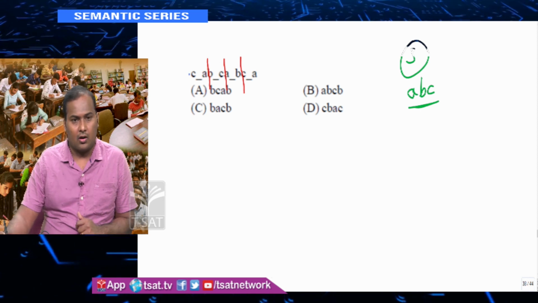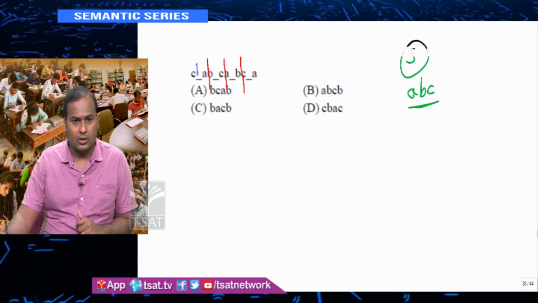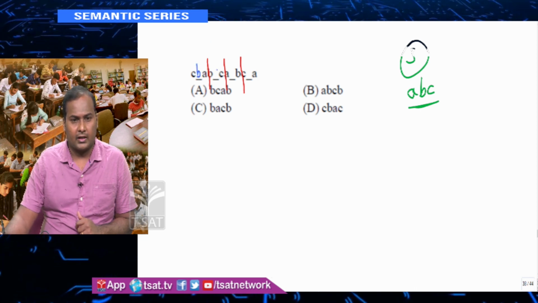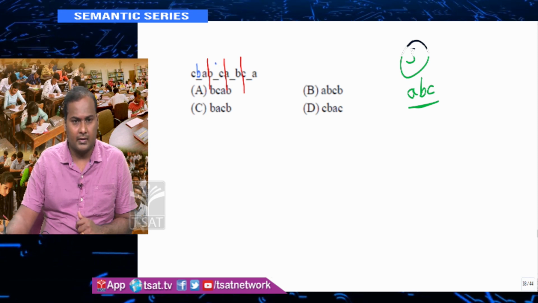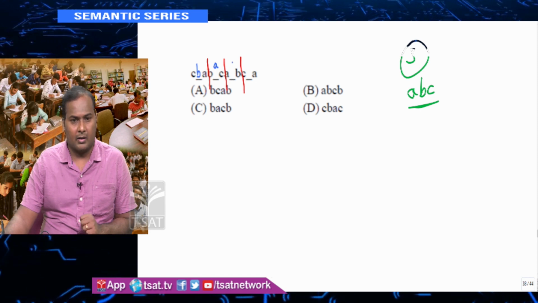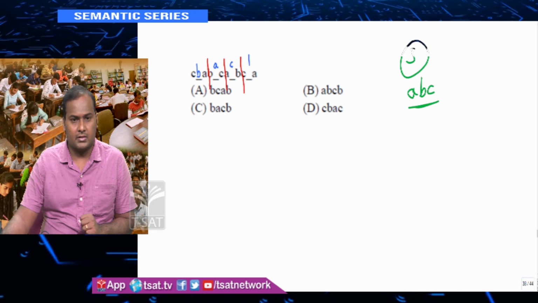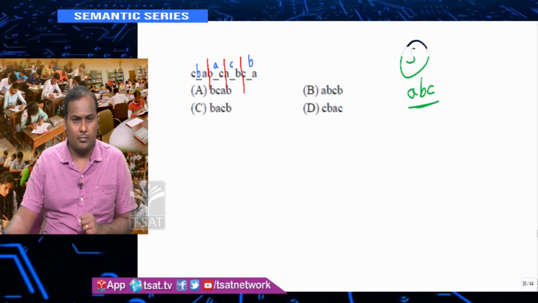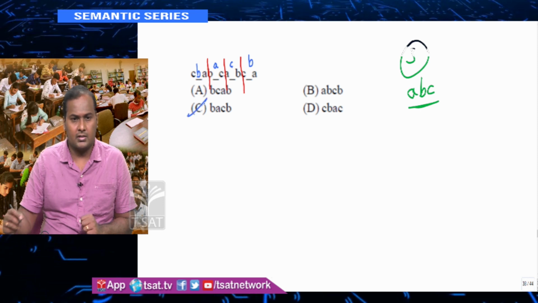In the first block, already C is there and A is there. What is missing? I am missing B. So I will keep B. In the second block, B is there, C is there. What I am missing? I am missing A. So keep A. In the third block, A and B is there, I am missing C. In the fourth block, C gap A is there, I am missing B. So your answer will be B, A, C, B. So B, A, C, B is the answer.